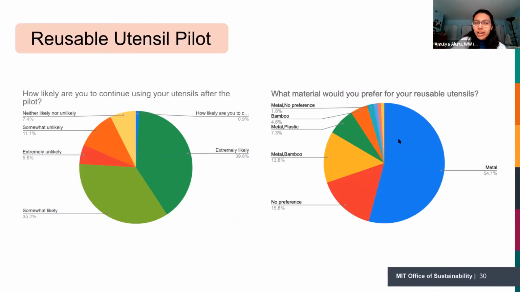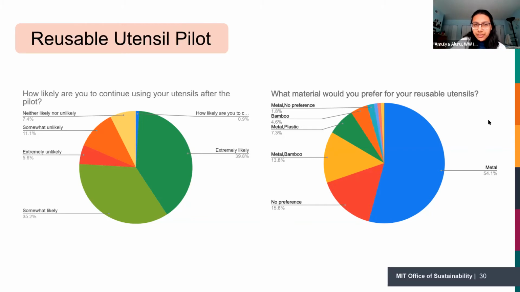So the first part of our approach was the reusable utensil pilot, which ran from October 2020 until the end of the semester. This pilot supplied 230 interested students living on campus with a set of reusable wheat straw plastic utensils. We also conducted pre and post surveys of participants to gain insights into their preferences and suggestions as we aim to expand the pilot and reusable utensils into the spring semester.